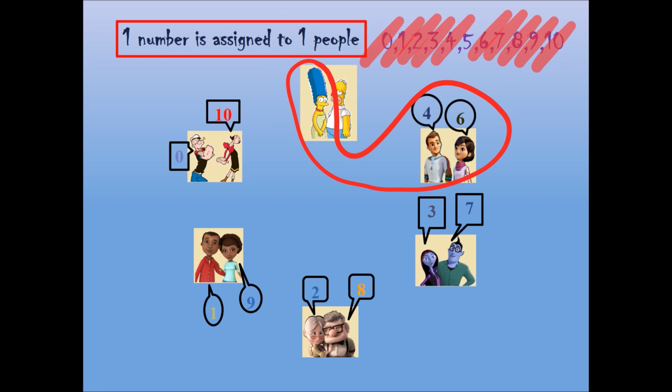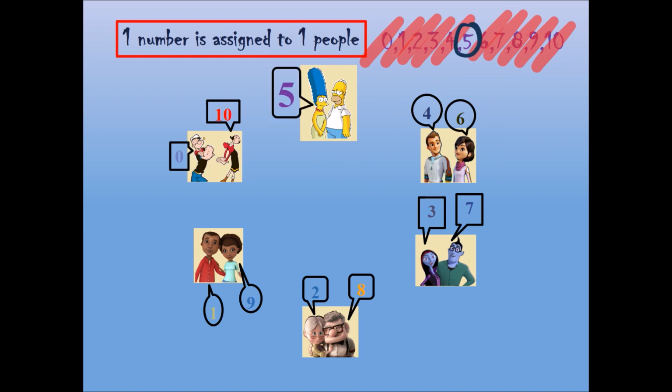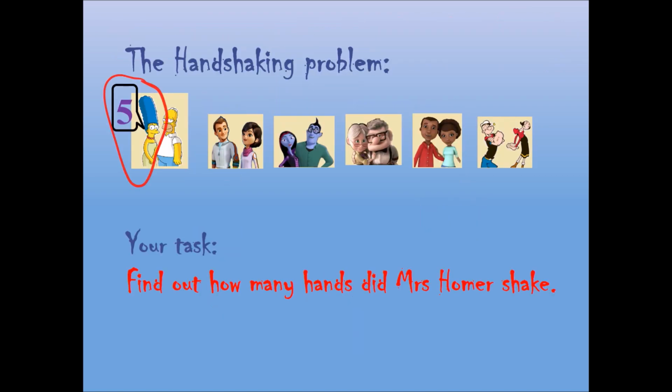And finally, we conclude that the number 5 is assigned to Mrs. Homer. We solved the problem. The answer for this is 5.